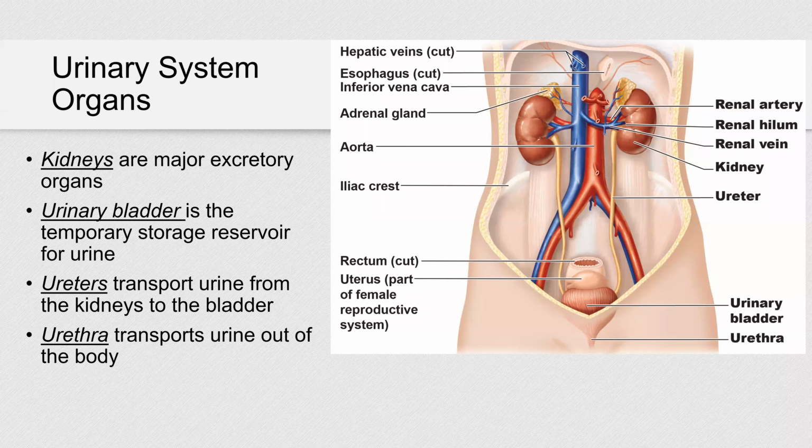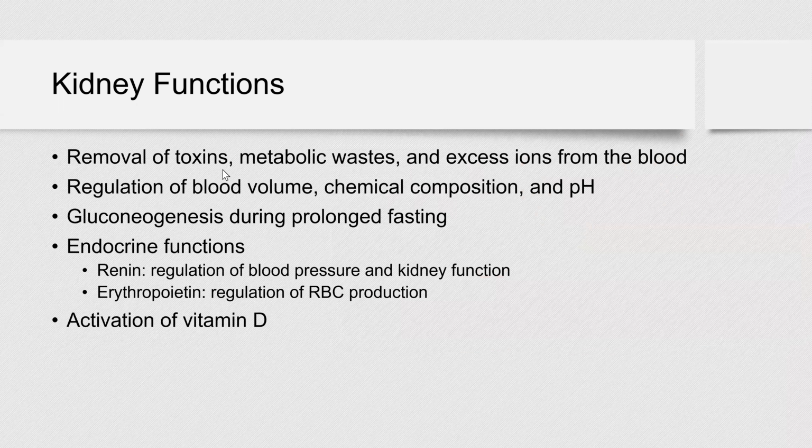Now, here's the function of kidneys. You remove toxin, metabolic waste, excess ions from the blood, regulate blood volume, chemical composition of your blood, pH of the blood. Those are the major functions. All right, so pretty much you need your excretory system, you need your kidneys and ureter and urinary bladder and urethra so you can filter your blood, right?